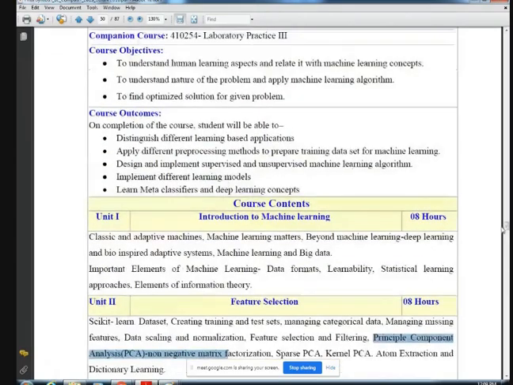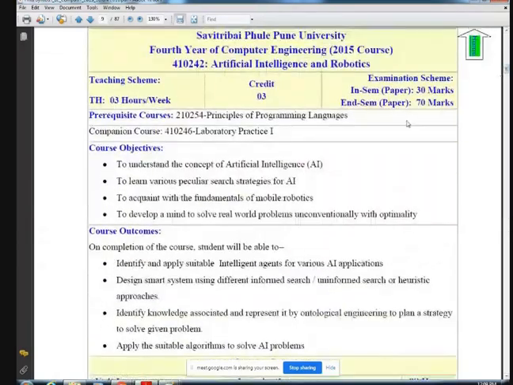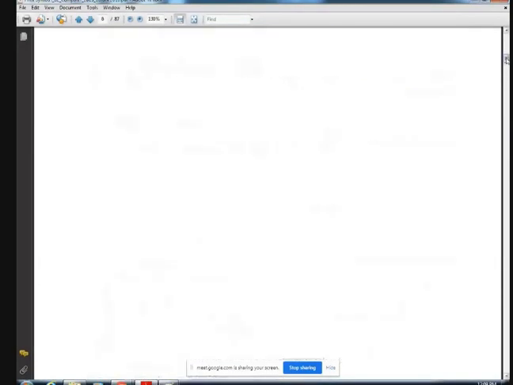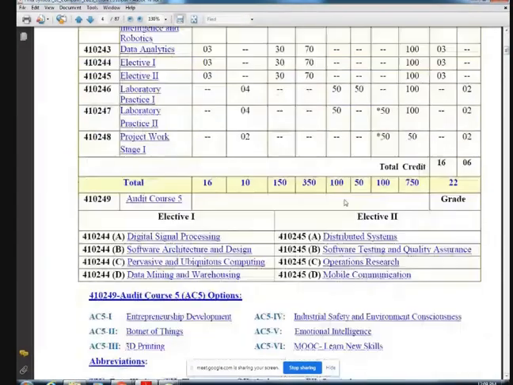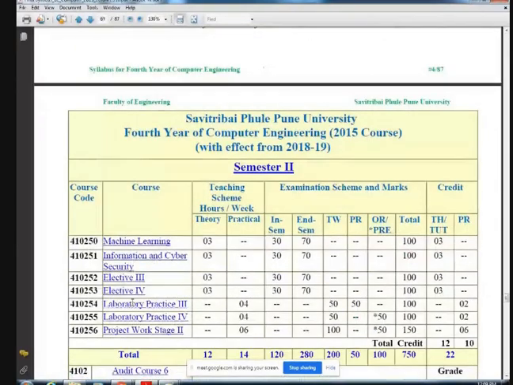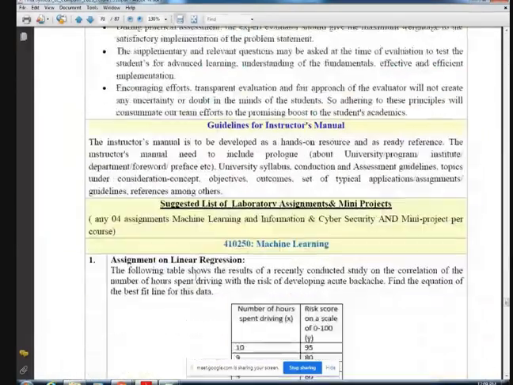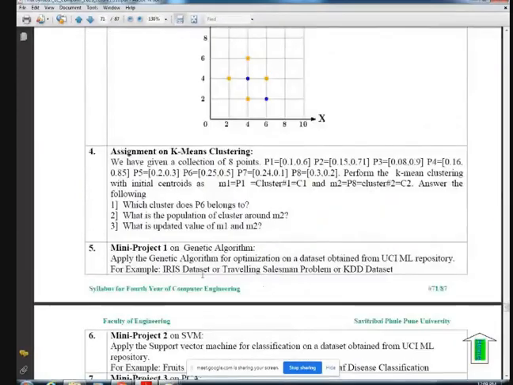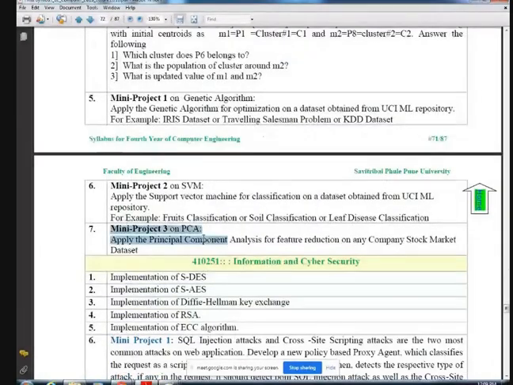Also, you can see in your syllabus, there is a mini project which says that we need to apply PCA for feature reduction on a company stock market data set. यानी आपको इन जो प्रिंसिपल कंपोनेंट एनालिसिस स्टॉक मार्केट के एक डेटा सेट पे अप्लाई करना है, and you need to find the different values of your PCA.